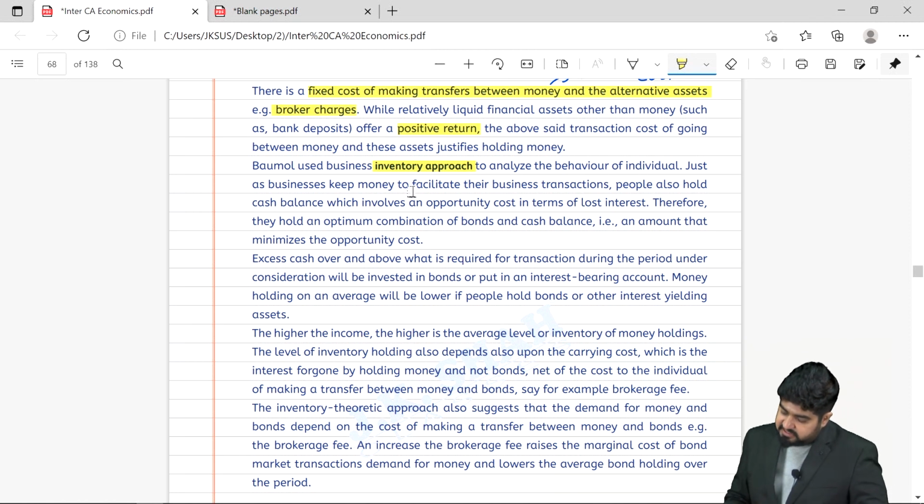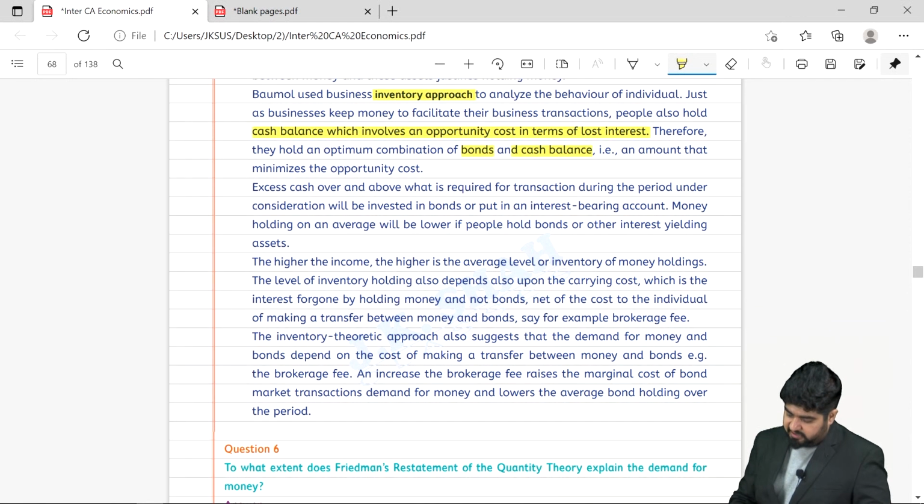Just as businesses keep money to facilitate their business transactions, people also hold cash balance, which involves an opportunity cost in terms of lost interest. Therefore, they hold an optimum combination of bonds as well as cash balance, that is, an amount that minimizes the opportunity cost.